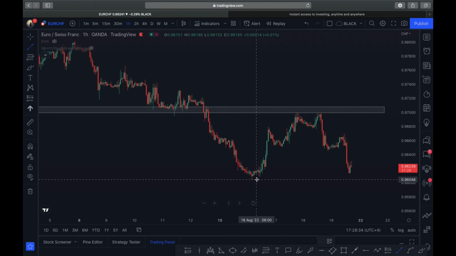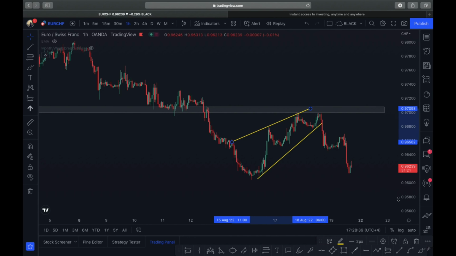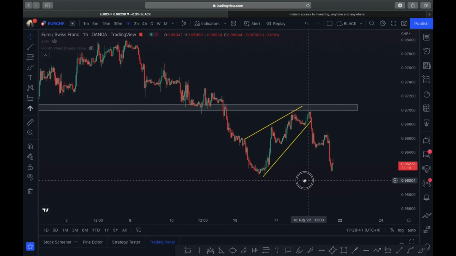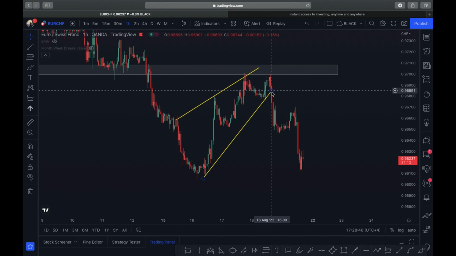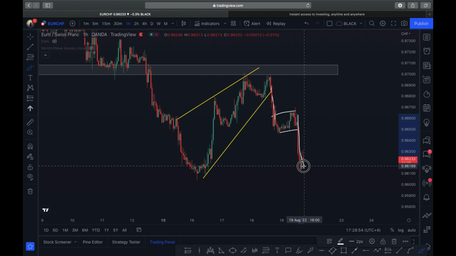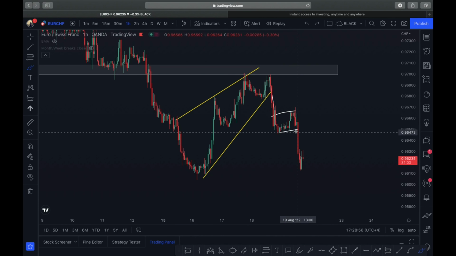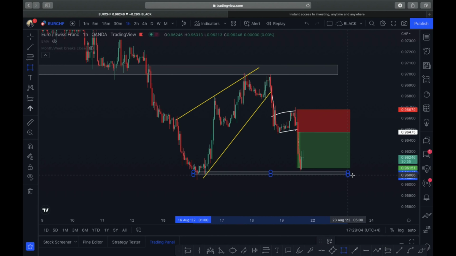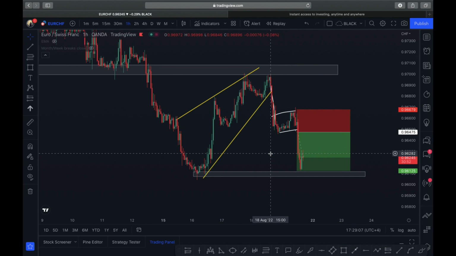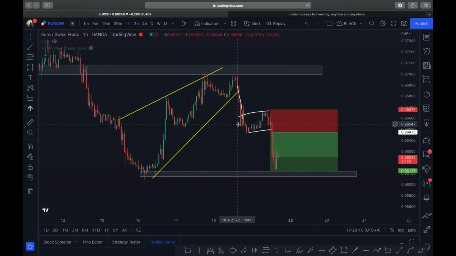If you add our patterns here, we had this rising wedge formation, and as you know, a rising wedge is a pattern that is going to break to the downside. So we had a break of this pattern and then a correction. This is also impulse, correction, and then impulse. This is where we got in, right after the break of this flag. We put our stop loss here, and our take profit is also the 90% area of this pattern. This is where we took our profit.